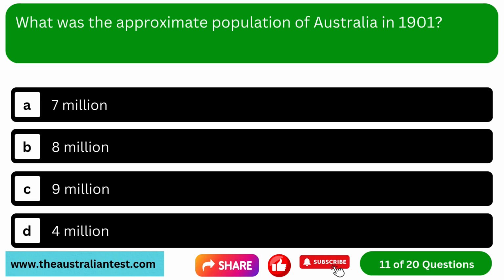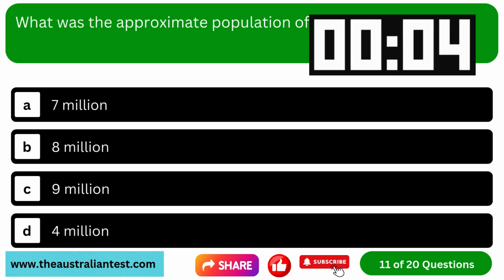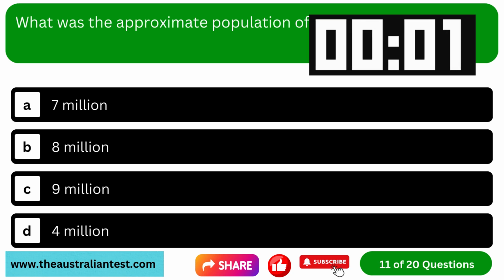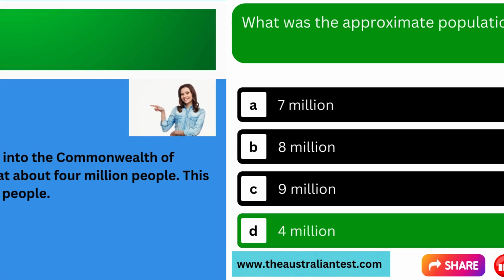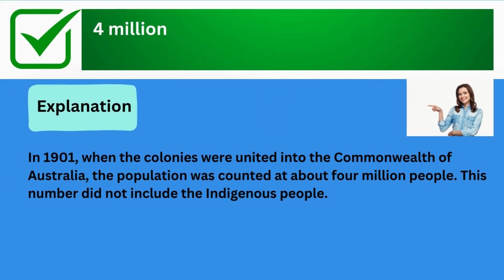Question 11. What was the approximate population of Australia in 1901? Option A, 7 million. Option B, 8 million. Option C, 9 million. Option D, 4 million. The correct answer is 4 million. Explanation: in 1901, when the colonies were united into the Commonwealth of Australia, the population was counted at about 4 million people. This number did not include the Indigenous people.